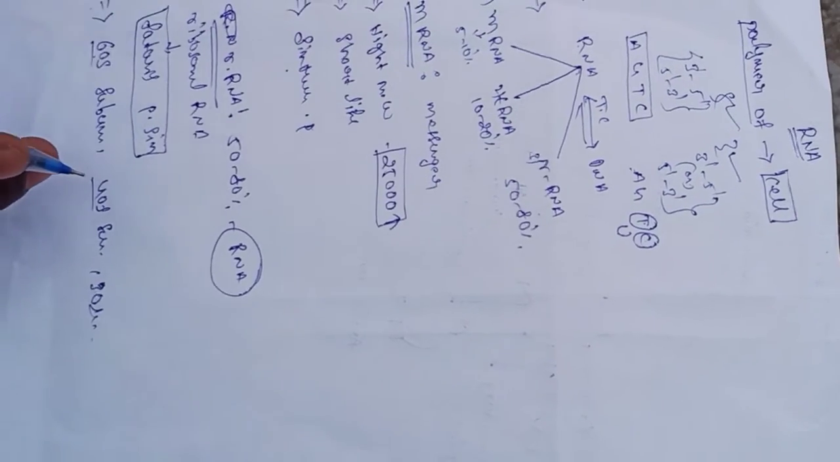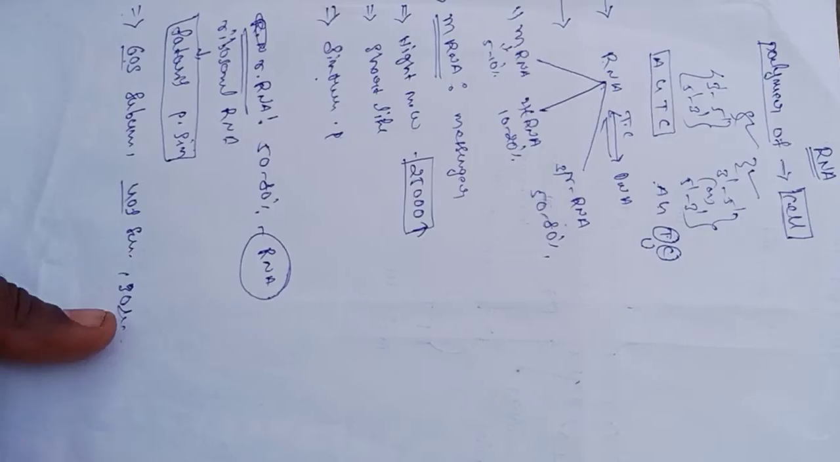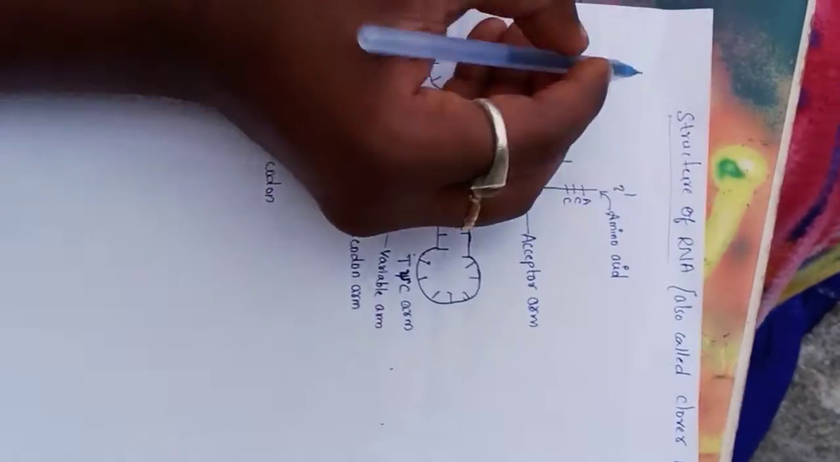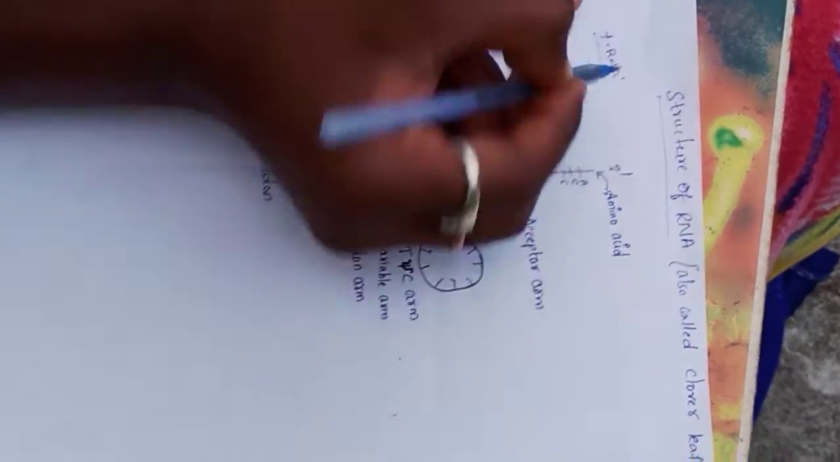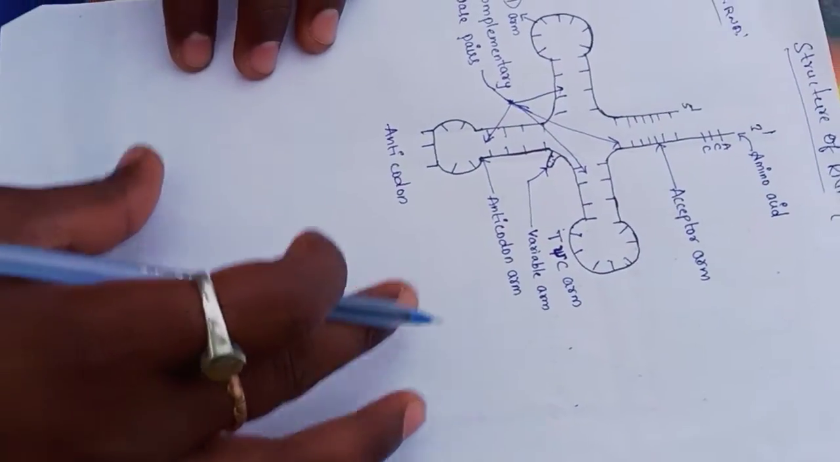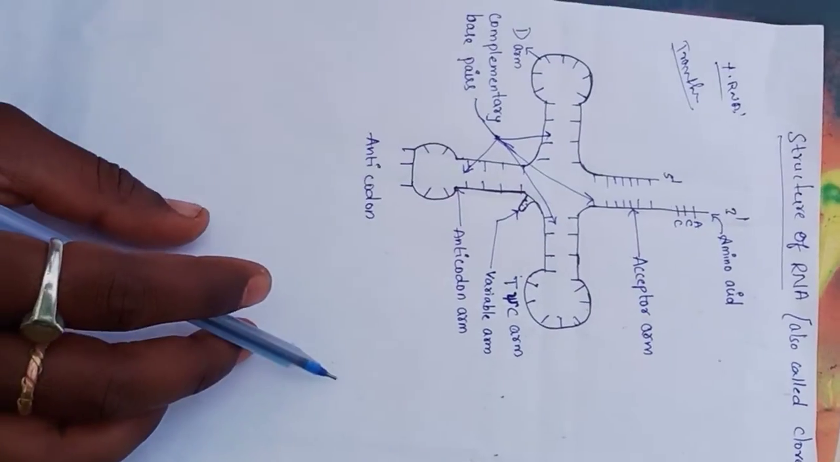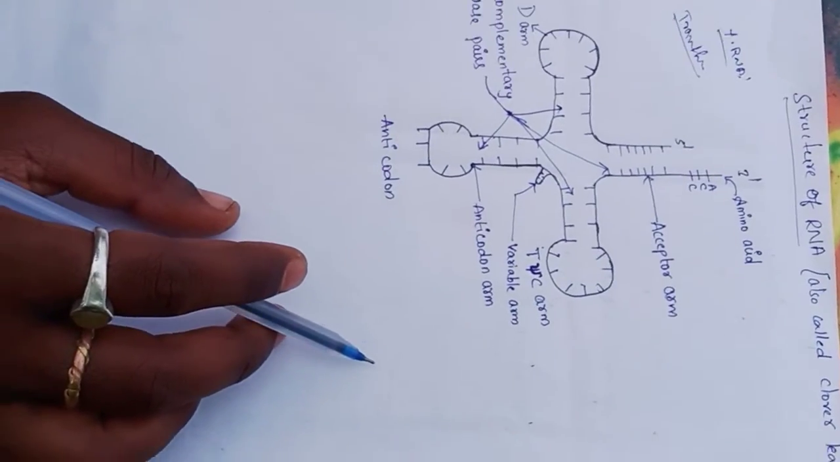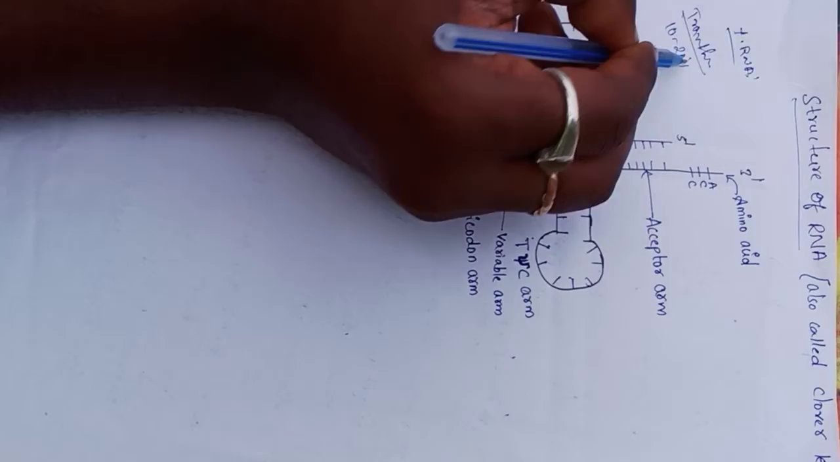The next one, tRNA. This is called a tRNA structure. So what is a tRNA? Transfer ribonucleotide. The transfer ribonucleotide, tRNA, makes up only 10 to 20% of the RNA.